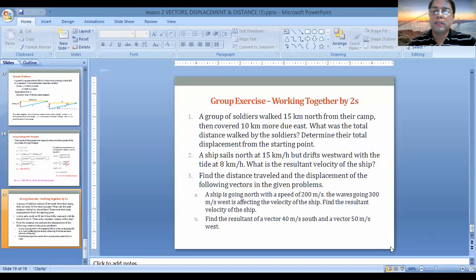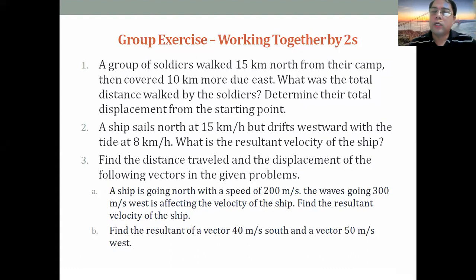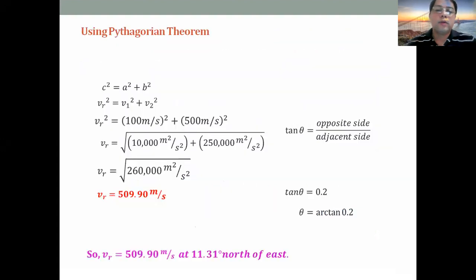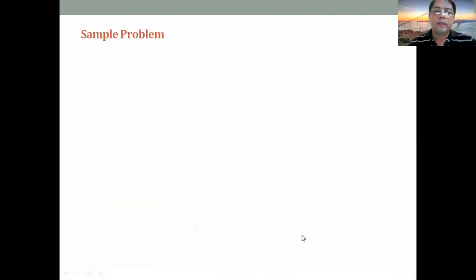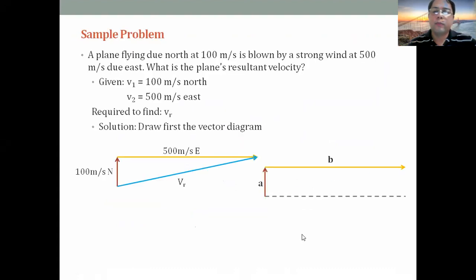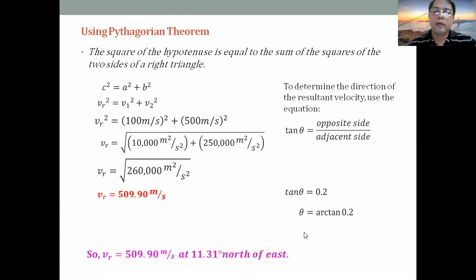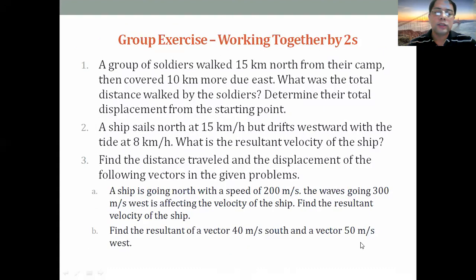So that's the value from our Pythagorean theorem. The angle there was 11.31 degrees. Given the situation there, we end up with our answer, and when we substitute that, we end up with this angle north of east. Now, at this point, we will have our seat work, and you are going to go to your pairs and try to answer this.